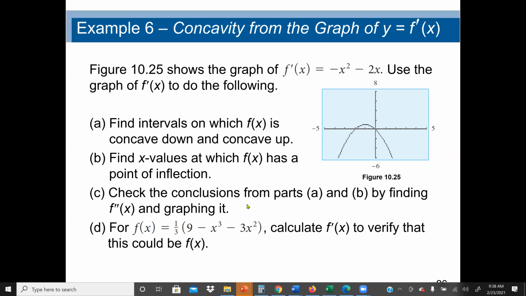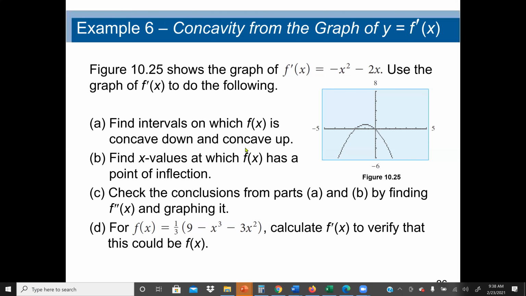So again, you can use your calculator to graph it. That's the fastest way to do it. Don't do it manually. Then D, f at x equal to 1/3 (9 minus s cubed). Calculate the first derivative and verify that this could be f at x. So we just have to find the first derivative of this function to see if it will be the function f at x.